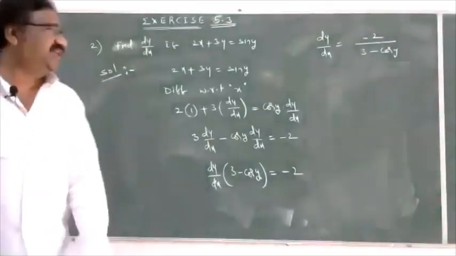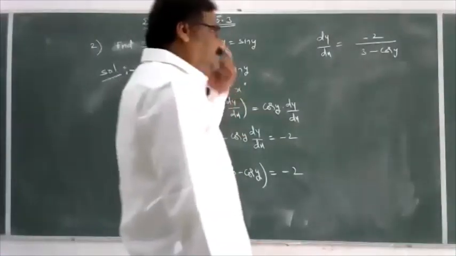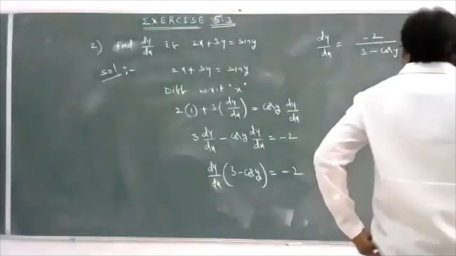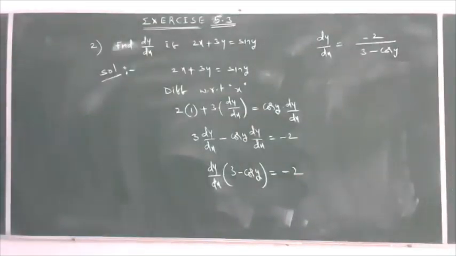Minus 2 by 3 minus cos y. So the differentiation of the given function, the dy by dx value, is minus 2 by 3 minus cos y.